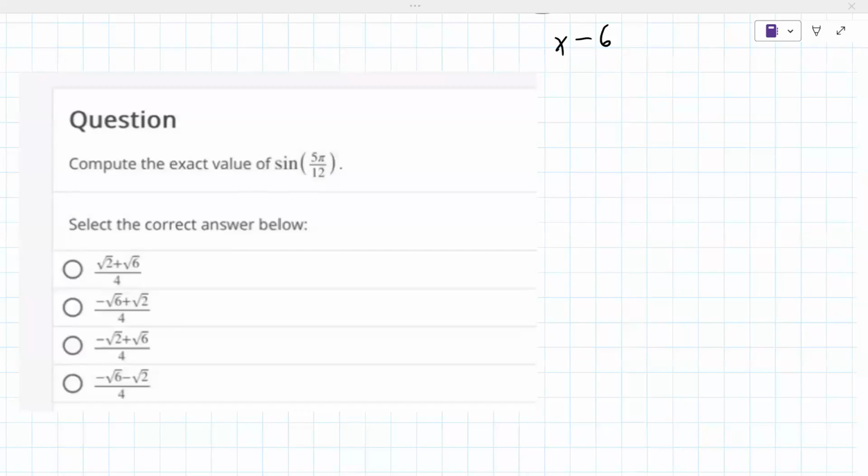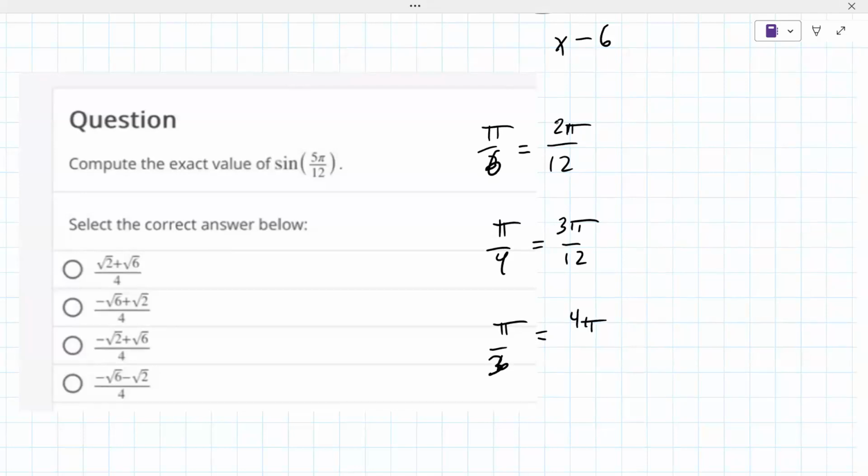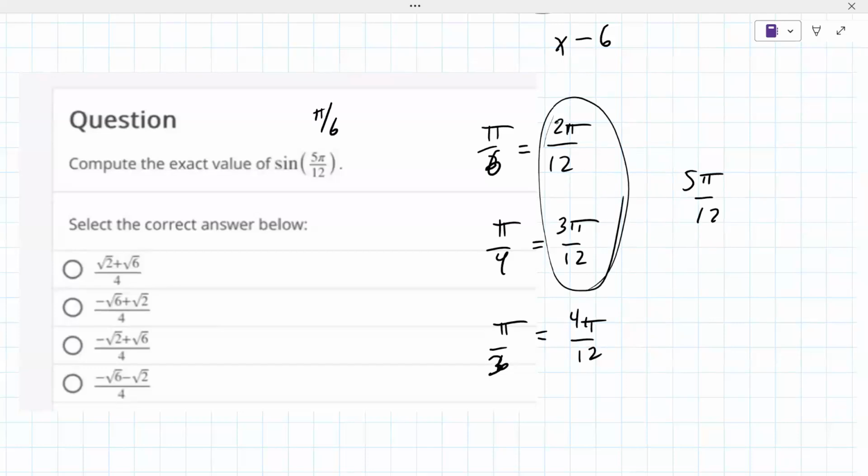You'll typically use some variation on pi over 3, pi over 4, pi over 2. So these ones you can add up to get to 5 pi over 12. That's how you do these. Pi over 4 is 3 pi over 12, and pi over 3 is really 4 pi over 12. So you can see how I just combine these two to get 5 pi over 12, which means it's really pi over 6 plus pi over 4 that you're adding together.